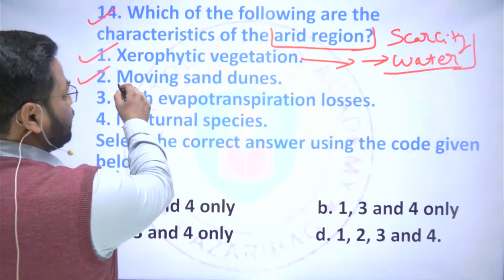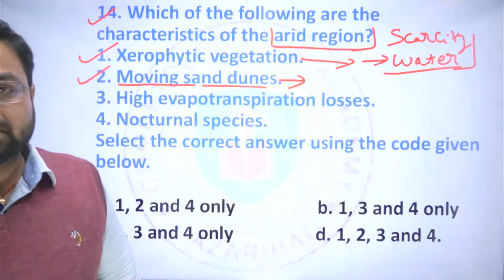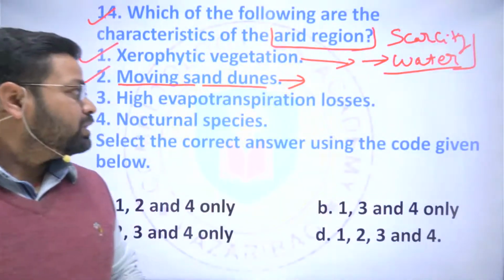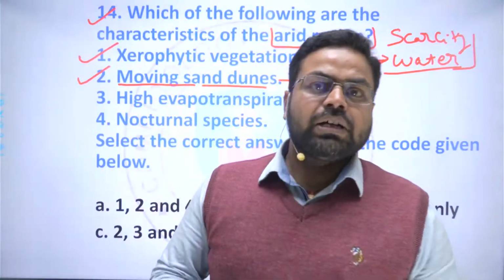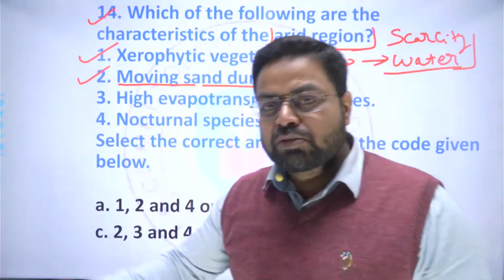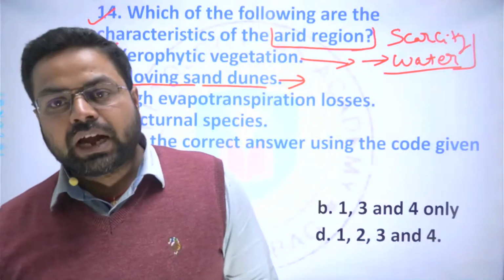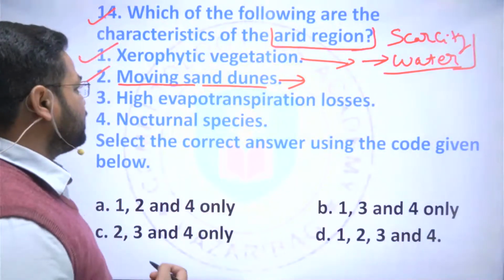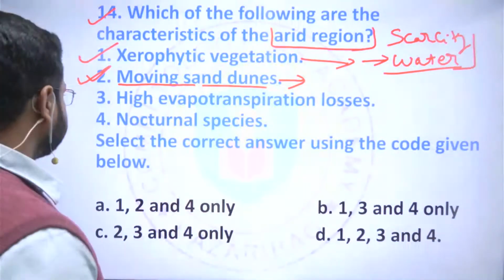Next is moving sand dunes of different types: barchans, transverse sand dunes, star sand dunes. All these types of dunes are found there, and they are moving with the help of fast blowing winds. Winds lead to the movement of sand in the arid region, and because of that there is displacement of the sand dunes. Sand dunes keep on moving. So again this is a correct statement.